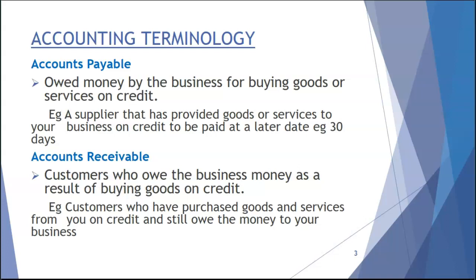Accounts receivable, customers who owe the business money as a result of buying goods on credit. So we make a sale to a customer, they take the goods away, they haven't paid us yet. That is an accounts receivable. And when we receive it, we cancel out the debt and put the money in our bank. So it's customers who have purchased goods and services from you on credit and still owe the money to the business.